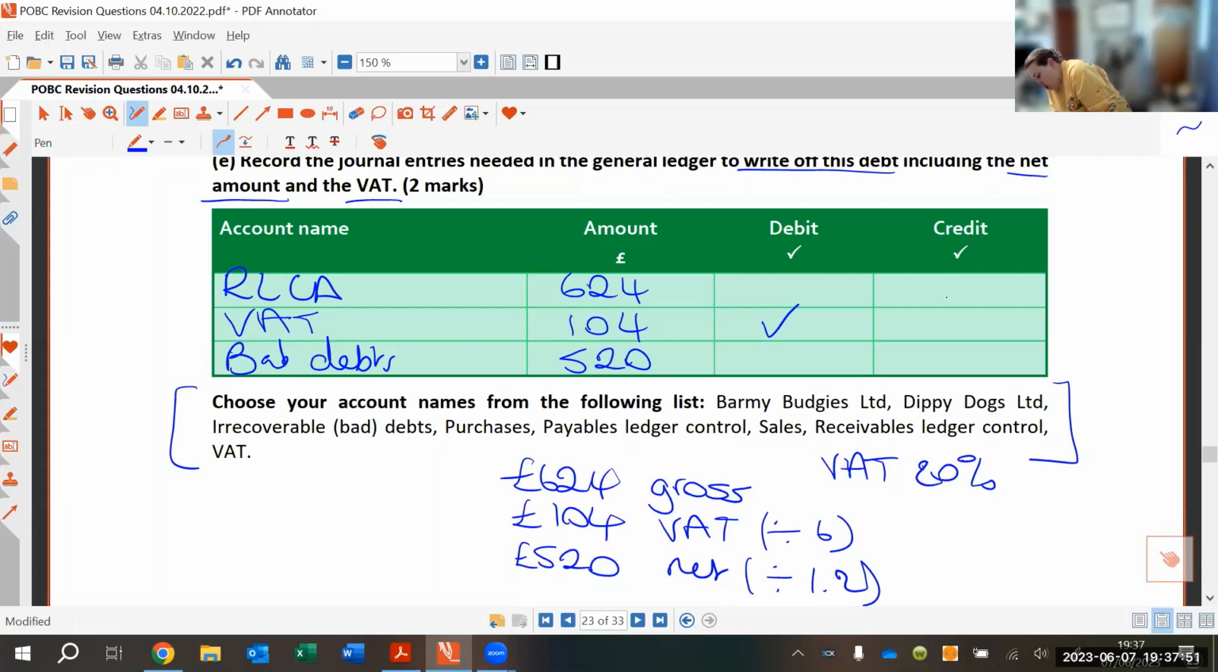So we get a credit to the receivables ledger control account to remove the asset that we had of the money that was outstanding, and then therefore you can see that we've got to put a debit into bad debts, which is the expense. If it helps, you can think of that as an expense account, and that will push you in the right direction. So that is your very standard bad debt write-off.